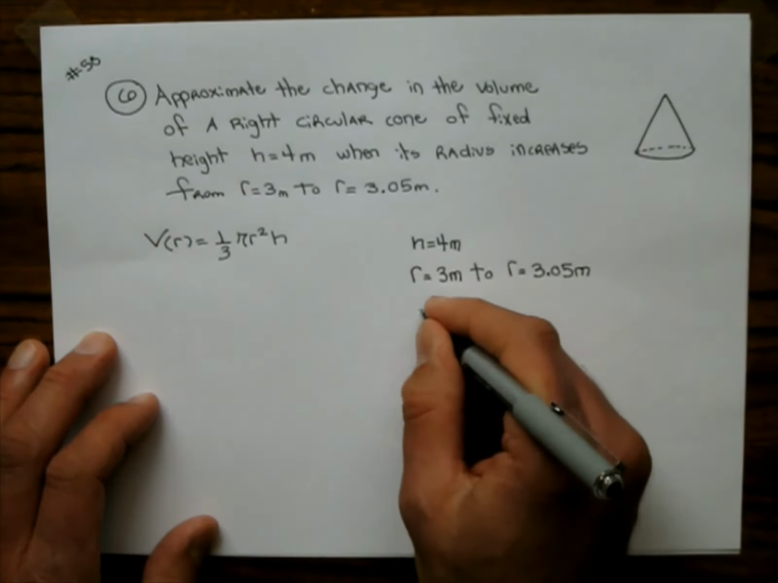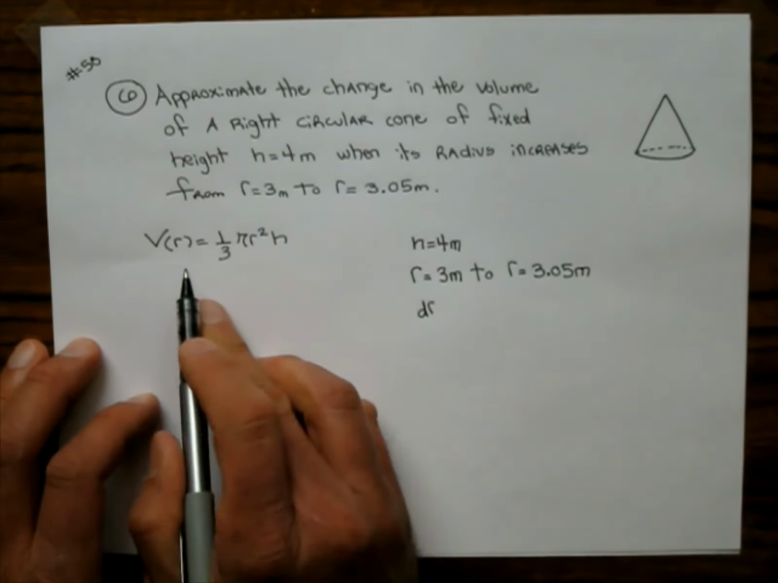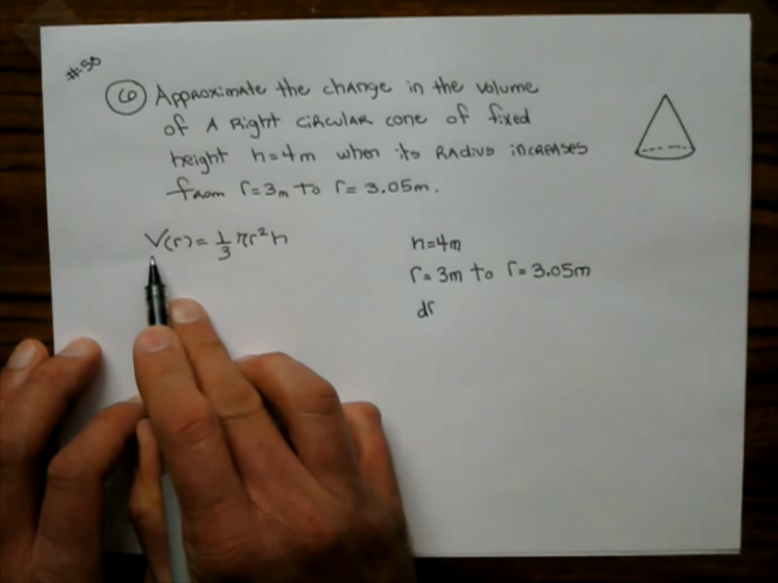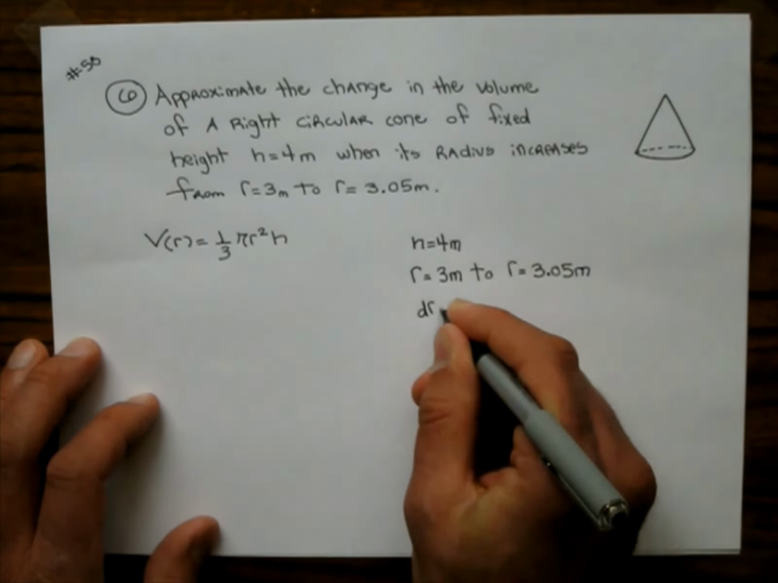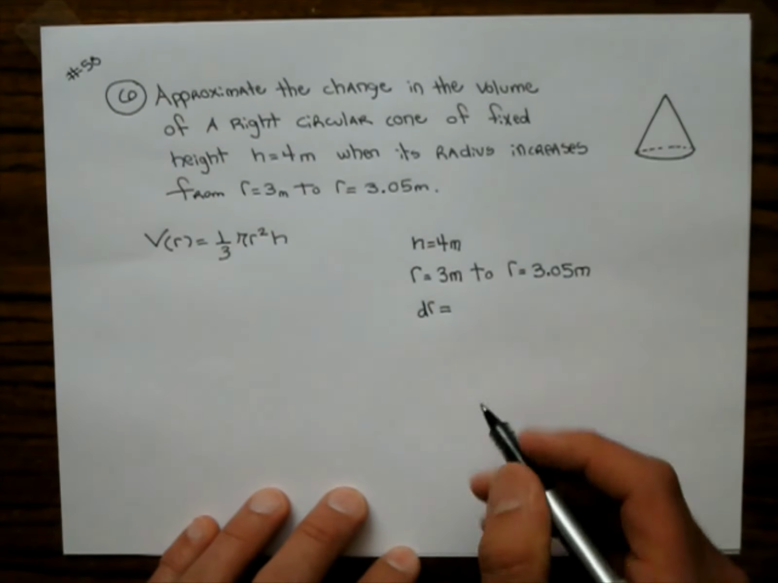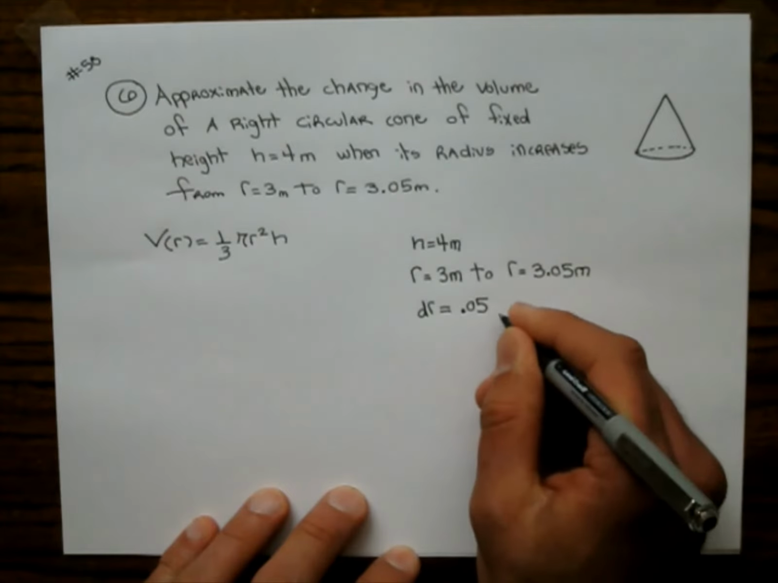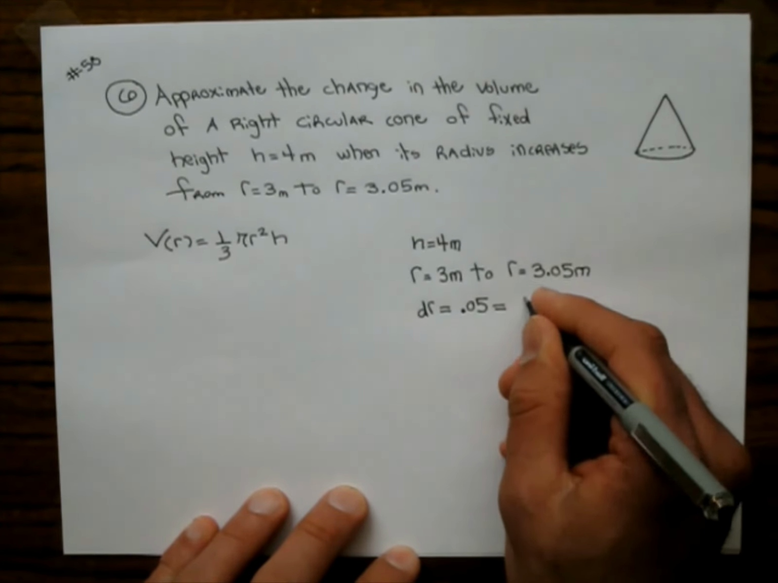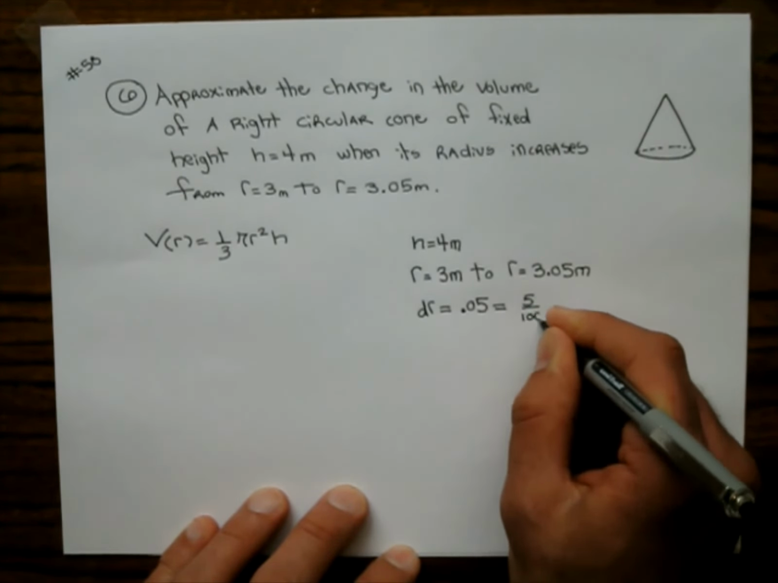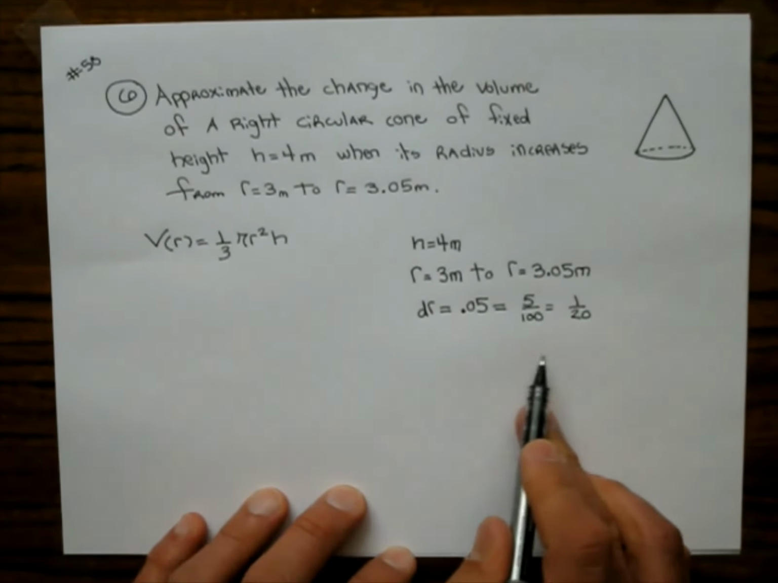So we actually have a dr, now it's not x, now it's r. Look, r is playing the role of x and v is playing the role of y. dr equals the change that I have, which is actually 0.05, which is 5 over 100, which is 1 over 20. Okay, so you can write it in any of those ways.